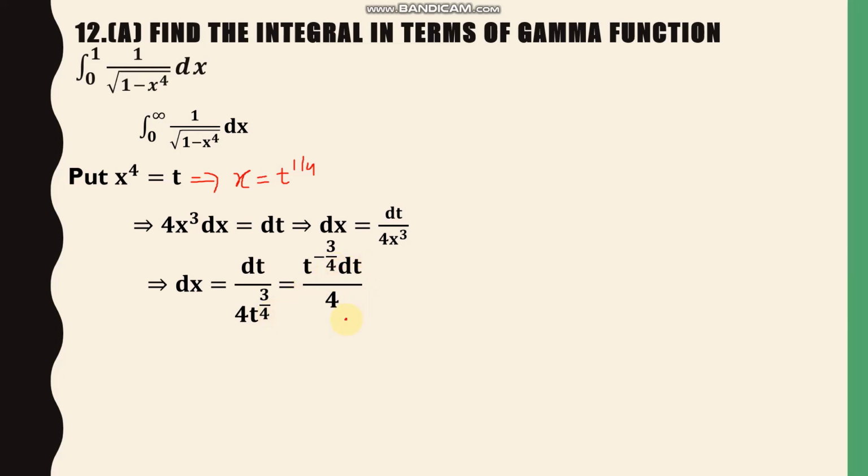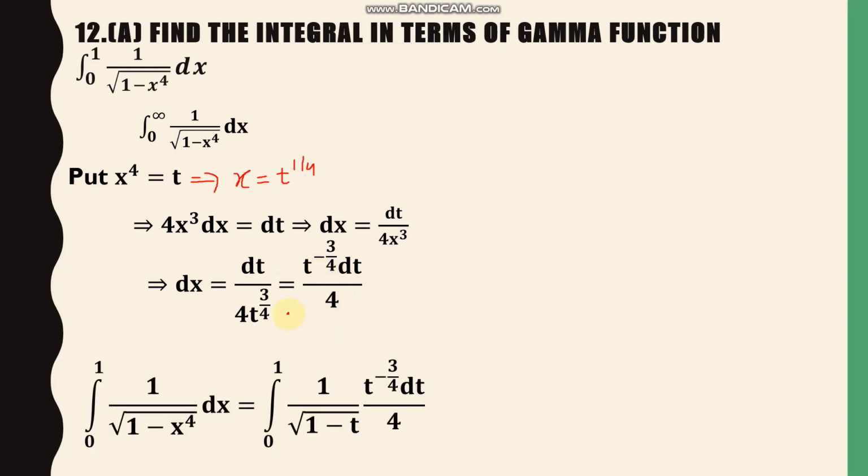Now just put these values in the integral. So the integral becomes 0 to 1, 1 upon under root 1 minus t. Instead of dx, we have put t to the power minus 3 by 4 dt by 4. Now let's solve it further.